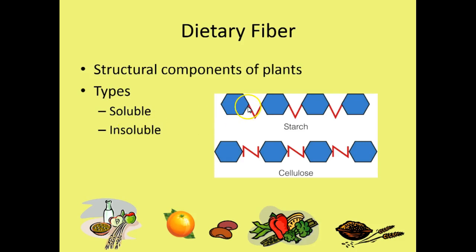As you can see here, here are the bonds that link the monosaccharides together to make starch. And then here are the bonds that link the monosaccharides together that make up dietary fiber. The enzymes in our GI tract are only able to recognize the bonds that link the monosaccharides together that make up starch, and not those that make up dietary fiber. So for that reason, dietary fiber, although it is made up of monosaccharides, does not provide energy because it is not able to be digested within our GI tract.